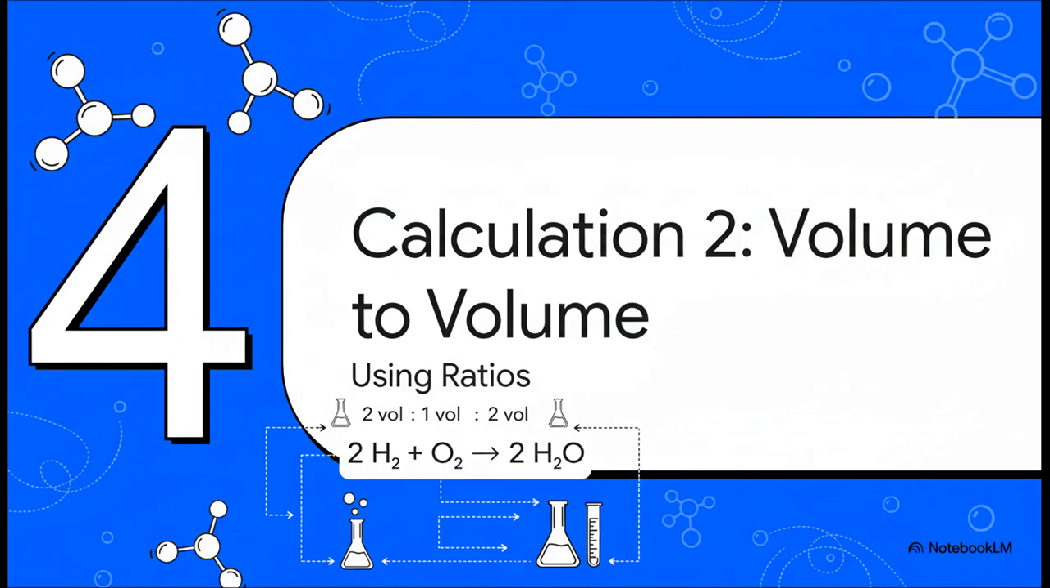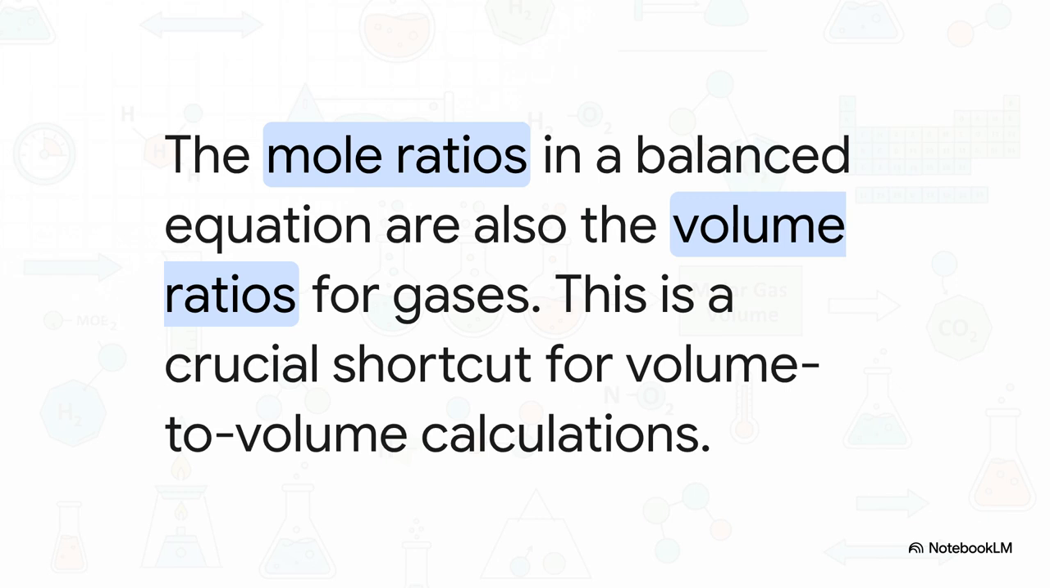But what if the question only talks about volumes? Well, this brings us to the second, and you'll be happy to hear, often much quicker type of calculation. This one is all about using the ratios from a balanced chemical equation. And here is the best part. This is an incredible shortcut that is going to save you so much time in an exam.